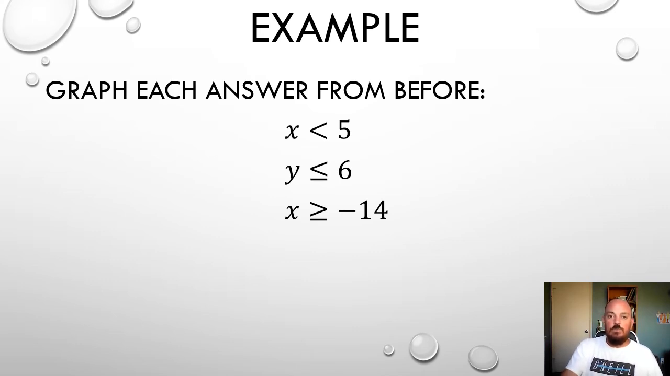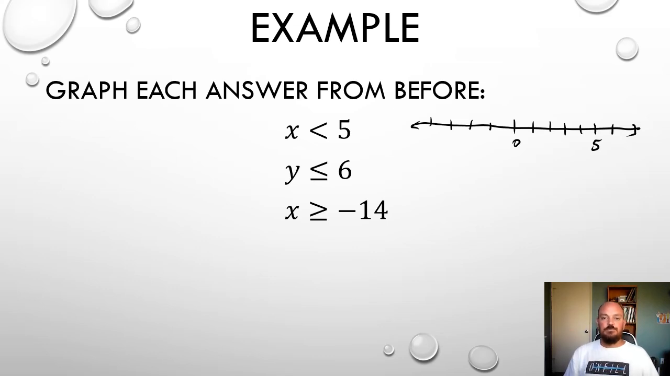Now, for our last example, let's take our 3 examples from before and graph each one. So for each one of these, we need a number line. For x is less than 5, I'm going to draw a number line. I'm going to put 0 right here. We'll count 1, 2, 3, 4, 5 to the right, and count a few spots to the left. If I want to show all the numbers less than 5, you always start with either a circle or a dot on the number. This one does not have the or equal to, so I'm going to start with an open circle on 5.